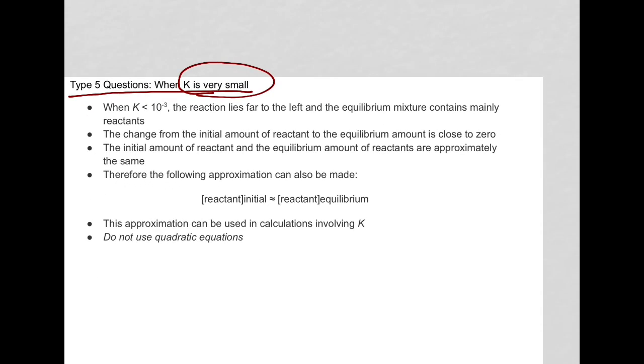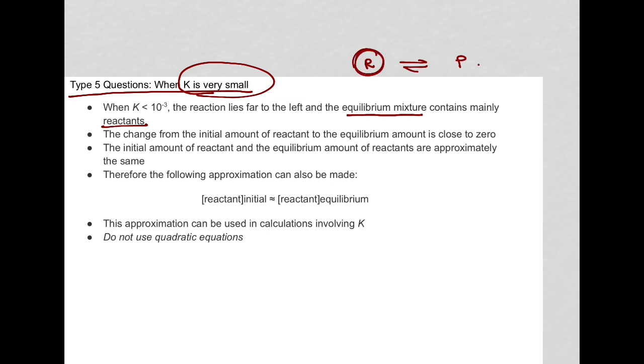And we've seen that when K is very small, it means that in the equilibrium mixture you have many reactants. So you don't have a lot of products that is produced, which means that the equilibrium lies far to the left. So you have reactants and then you have products. So the equilibrium lies here.